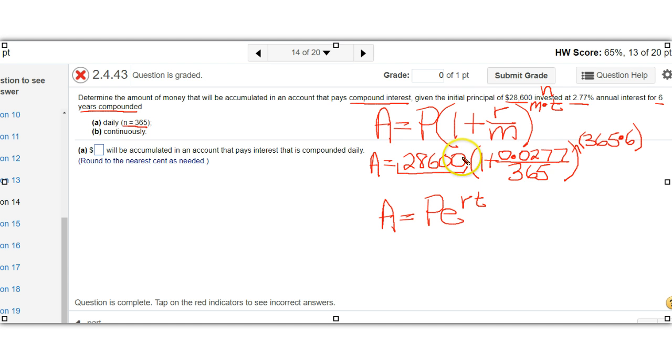So I'm going to pause and do that on my calculator. So when I do that, again, starting here, 0.0277 divided by 365, enter, plus 1, enter, caret, parentheses, 365 times 6, close parentheses, enter, and then multiply it by this. And this is what I get.